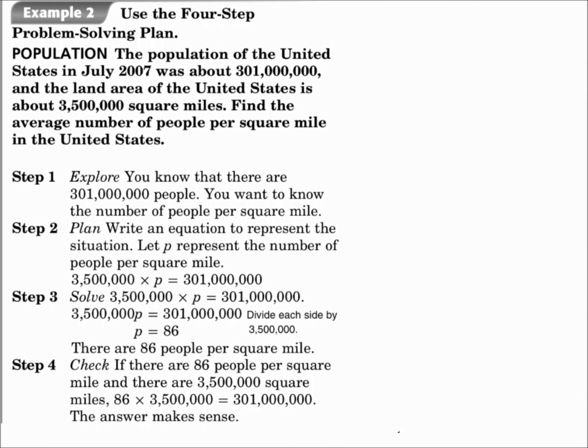Example 2. Use the 4-step problem-solving plan. The population of the United States in July 2007 was about 301 million, and the land area of the United States is about 3,500,000 square miles. Find the average number of people per square mile in the United States. Well, step 1 is explore, where you want to see what the question gives you and what they're asking. You know there are 301 million people. You want to know how many people per square mile.